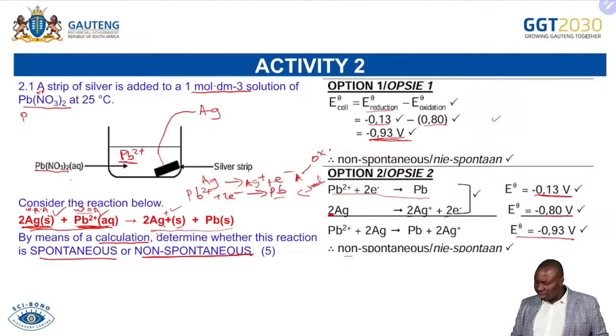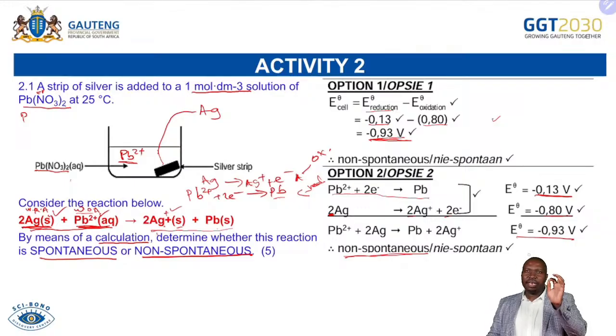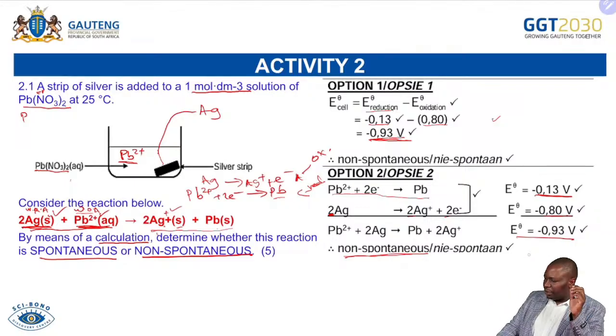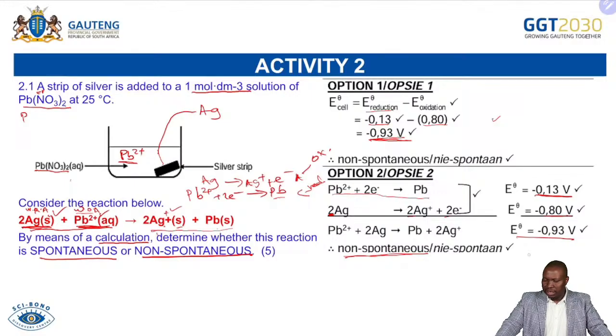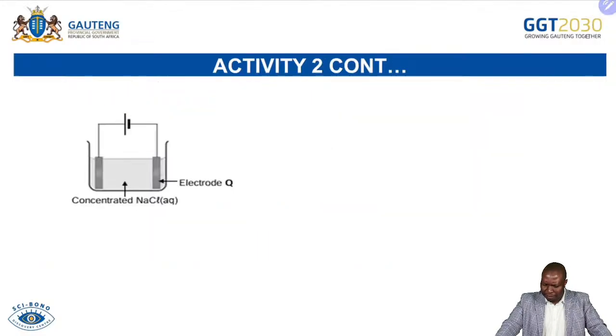And then the reaction is non-spontaneous. Remember, we said when the EMF of the cell is negative, it shows you that the reaction is non-spontaneous, which means energy must be added. We need a DC power source to be able to have this reaction. So that was question 9.1 for question 9 in the 2024 final exam.